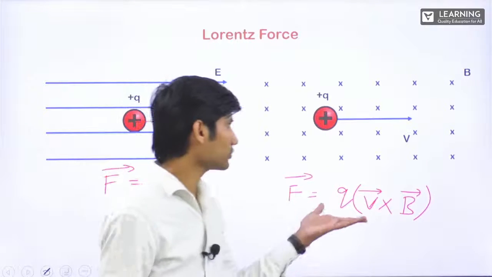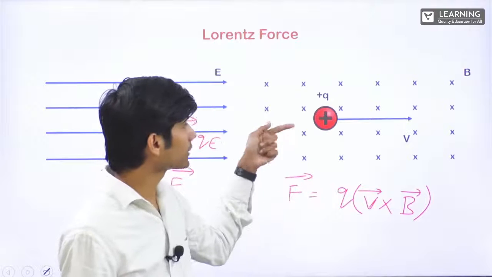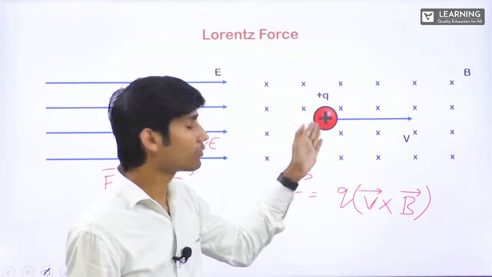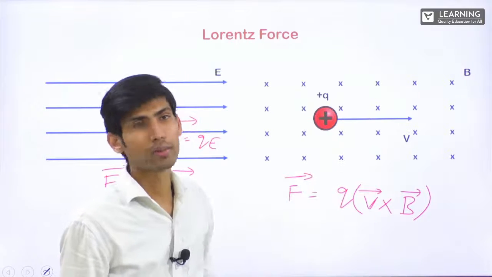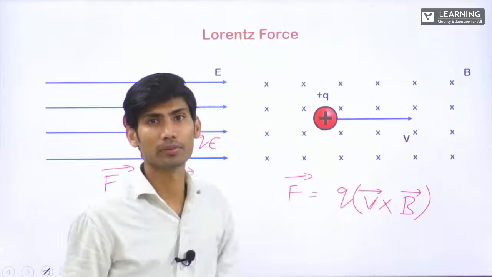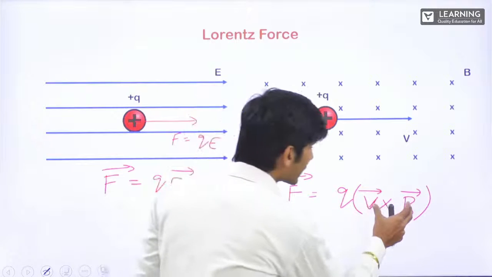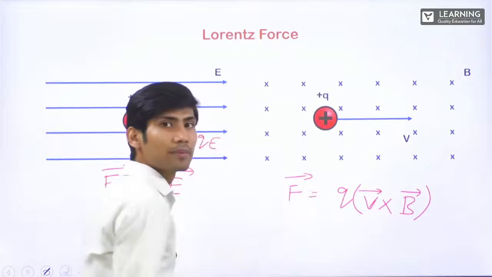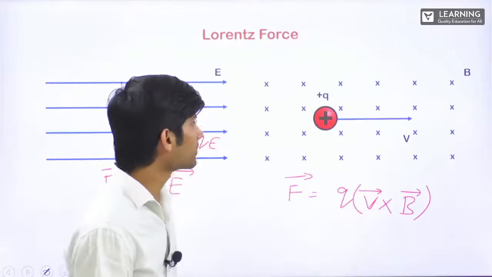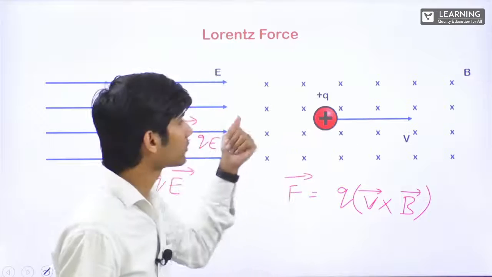From here you can understand, if this velocity is perpendicular to the magnetic field, the direction of force will also be perpendicular to the velocity. Clear? From this you can get to know the direction of force, V cross B. What does this mean? See how you will get to know the direction of force.